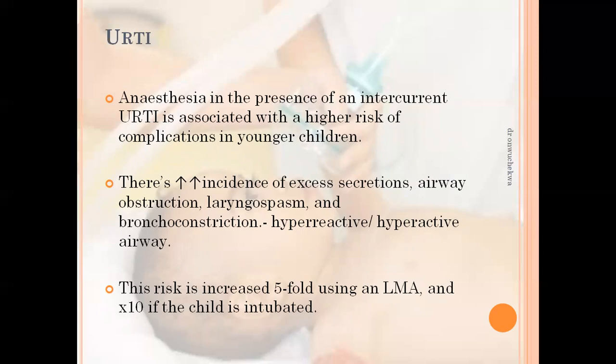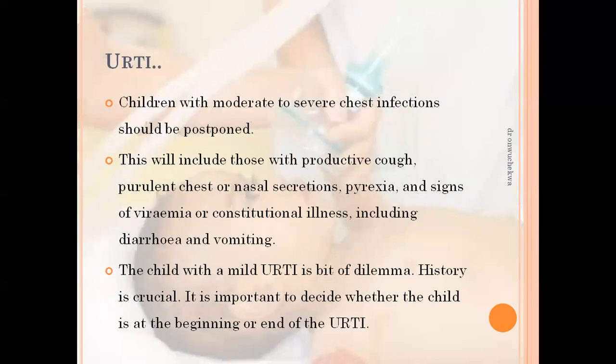Anesthesia in the presence of an upper respiratory tract infection is associated with a higher risk of complications in young children. There is also an increased incidence of excessive secretions, airway obstruction, laryngospasm, and bronchoconstriction. This will lead to a hyperreactive airway. So the risk is 5-fold when using an LMA, and also increases to about 10-fold if a child is to be intubated.